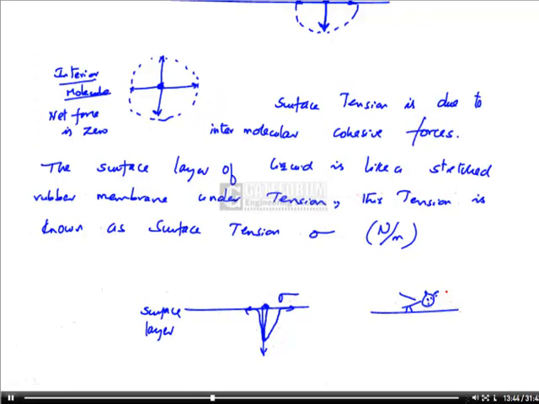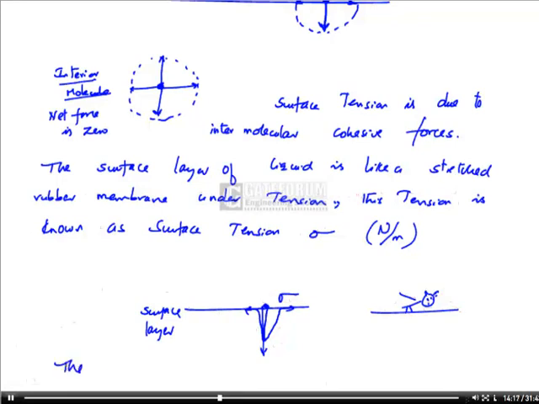So these are all the examples that could be given for surface tension: the walking of insects over the liquid layer, or a small pin gently placed over the liquid being balanced due to the surface tension, or the spherical shape of the water droplet, or the spherical shape of the soap bubble, or the cylindrical shape of the jet of water. These are all the examples that could be given for surface tension.